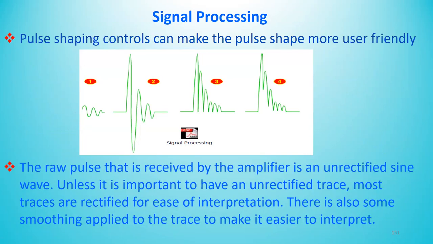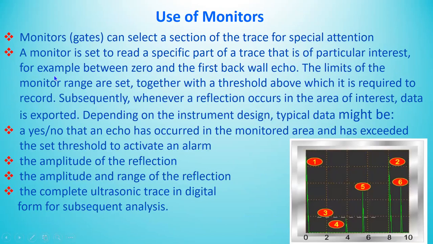The raw pulse received by the amplifier is an unrectified sine wave. Unless it is important to have an unrectified trace, most traces are rectified for ease of interpretation. There is also some smoothing applied to the trace to make interpretation easier. Monitor gates can be selected to mark a section of the trace for special attention.